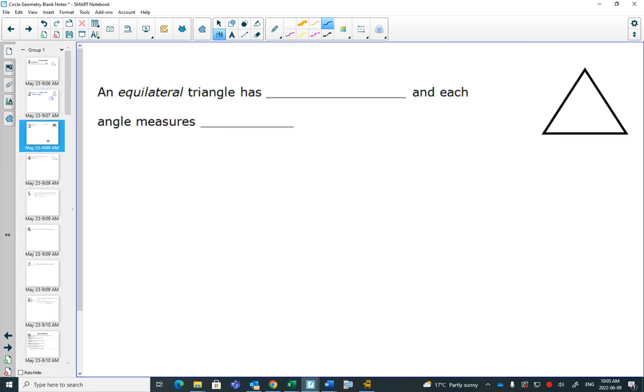An equilateral triangle has three equal sides. And all the angles are equal, so they will all measure 60 degrees. 60, 60, 60. Beautiful.